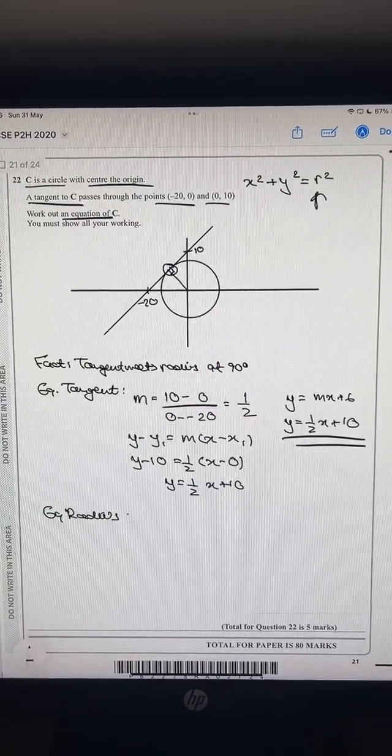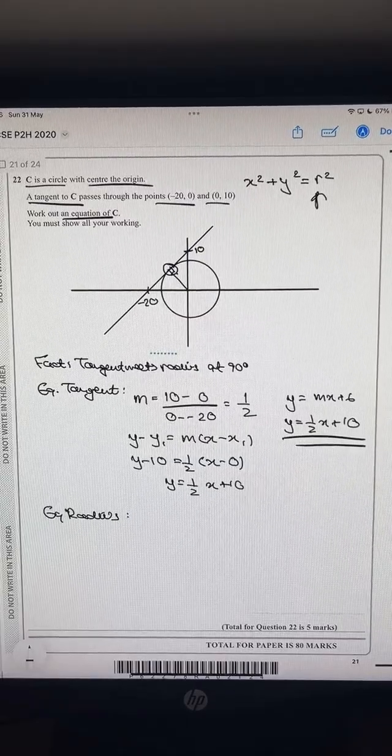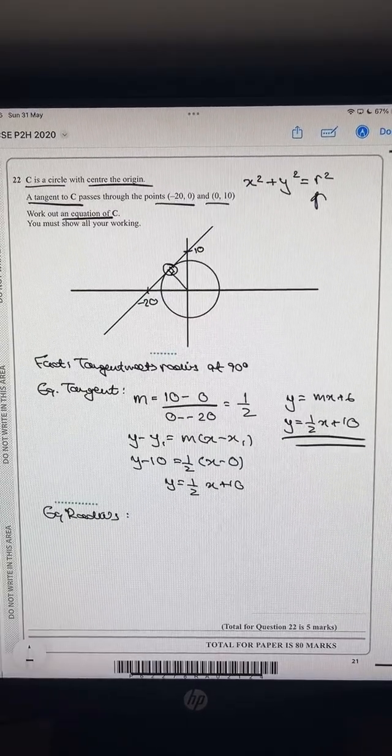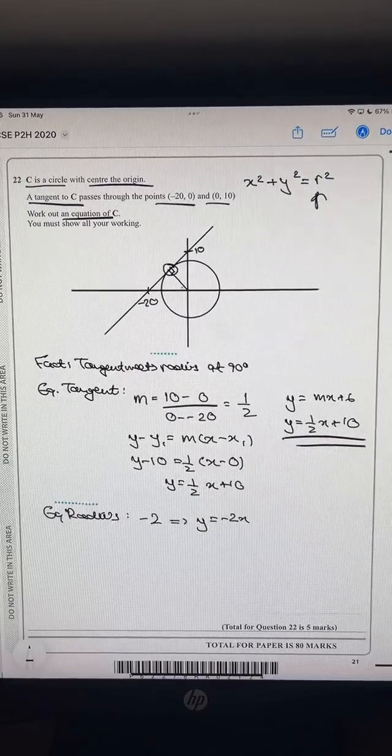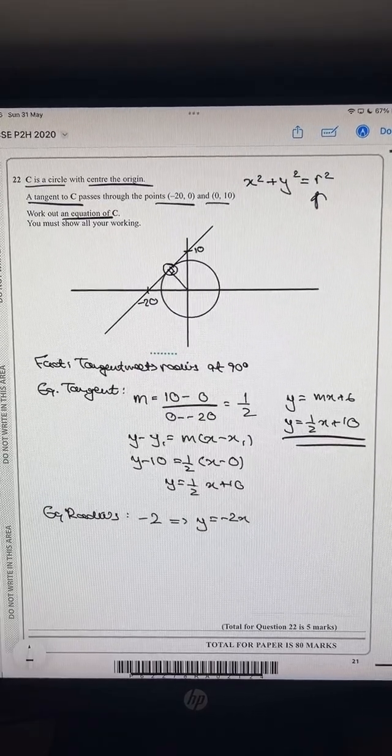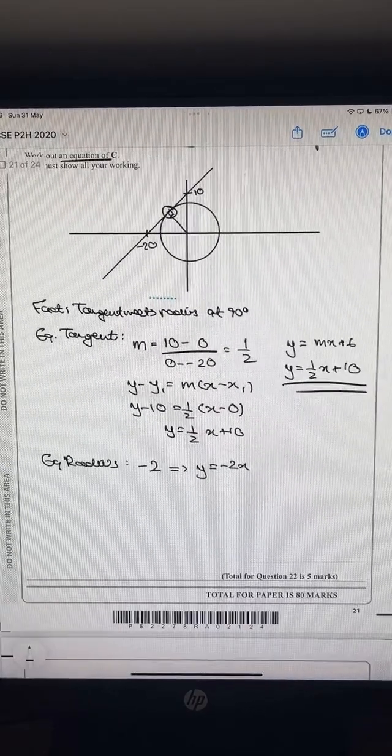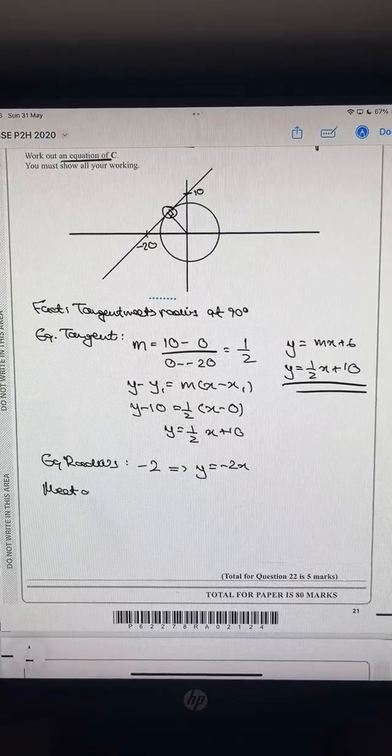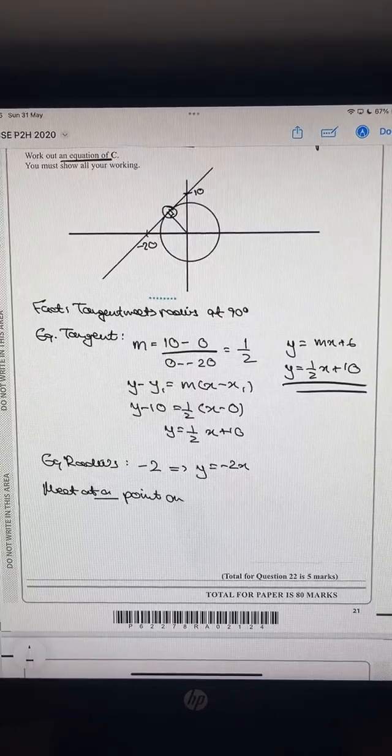Okay, so the equation of the radius is perpendicular. So you need to know the negative reciprocal for perpendicular lines. So I have a half as my gradient for the tangent. So the negative reciprocal is just -2. So then we have y equals -2x plus 0 because that goes through the origin. So that is that. Now I need to find where they meet. So they meet at a single point on the circle.